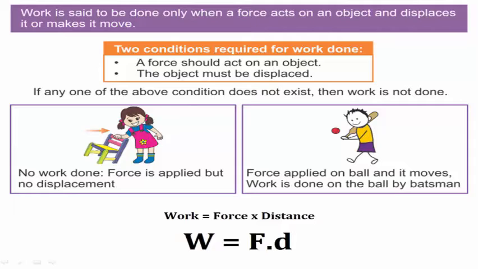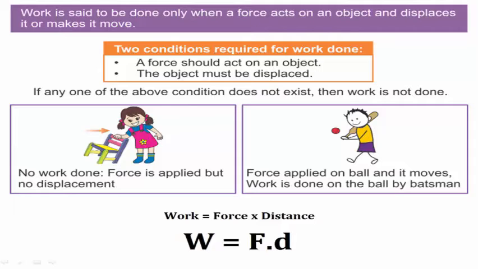The example for no work done is when a force is applied but there is no displacement. Work is said to be done when a force applied on a ball and it moves, then you can say that work is done on the ball by the batsman.